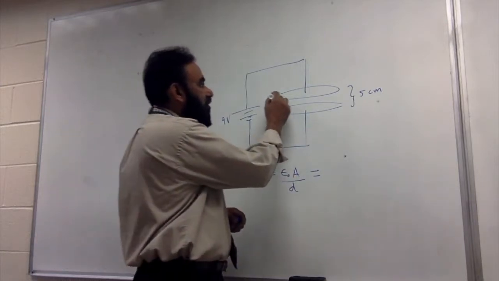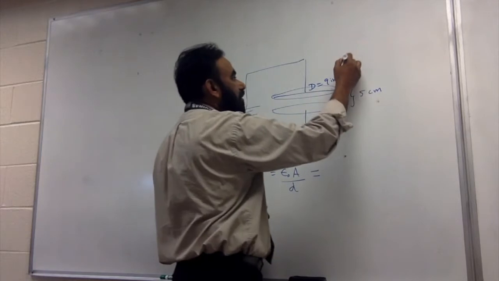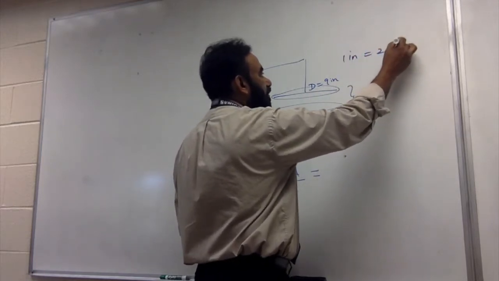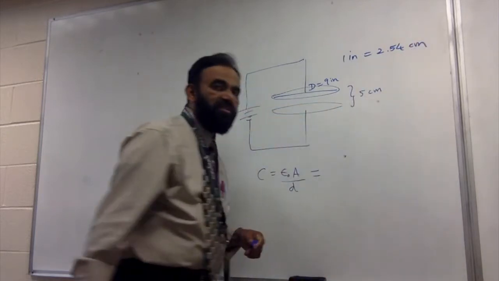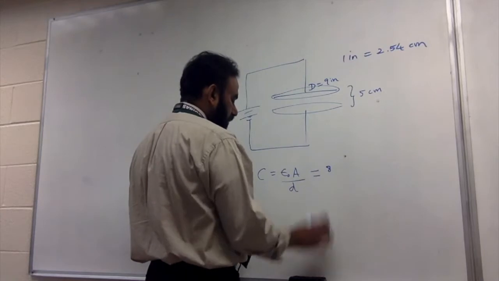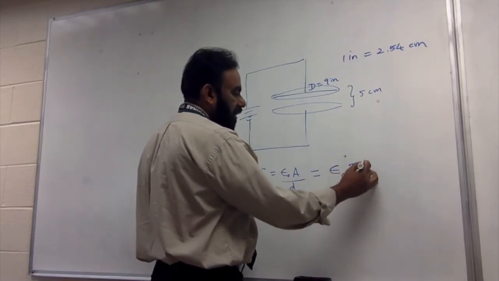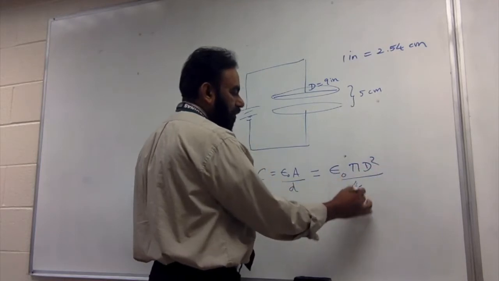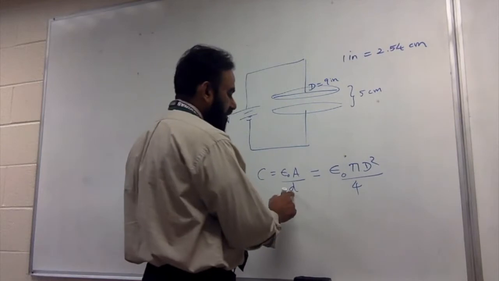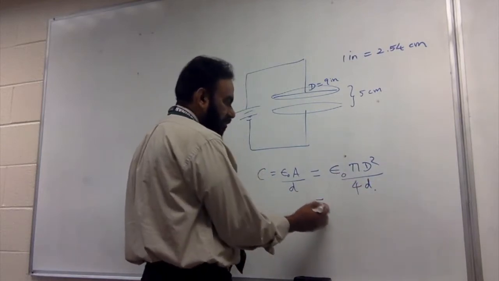This is a 9-inch diameter. The diameter is 9 inch, and you know the inch is 2.54 centimeters, so you have to change that. The area of a circle is pi d squared over 4. Instead of using radius, I'm just using the diameter. And then this d is the gap.